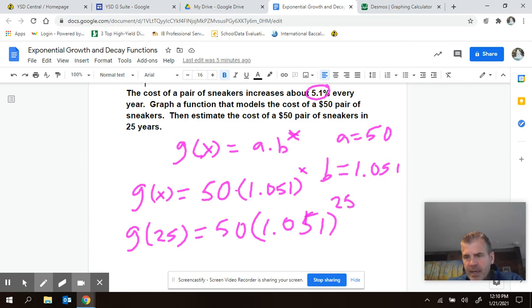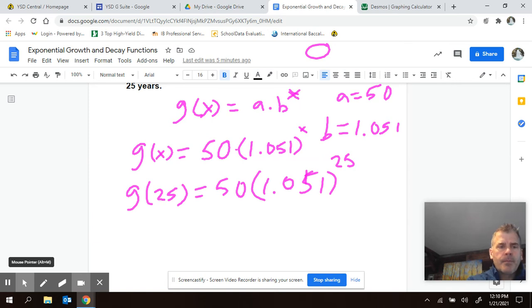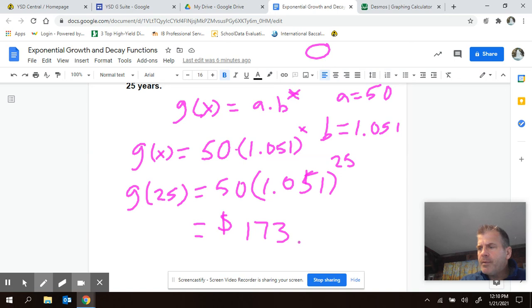And sure enough, our prediction off the graph, we said about $180. The calculator gives it to us at $173.40. Steep pair of shoes right there. Shoot, those, they might even cost that much right now for certain ones. So let's just round that to 40 cents.